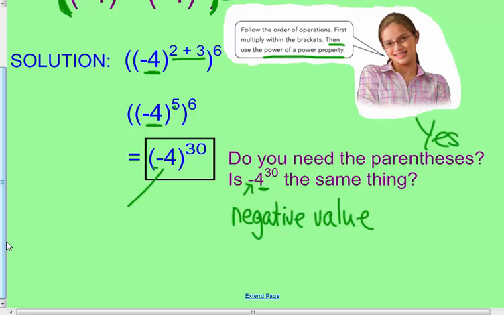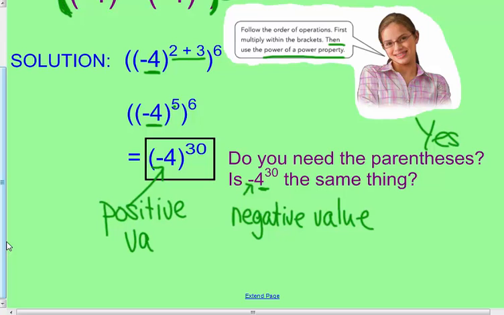This would say take -4 times -4 times -4 times -4, 30 times. That would be an even number of negatives. This would be a positive value. So they are not the same.